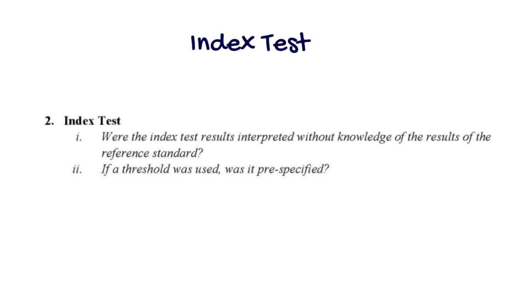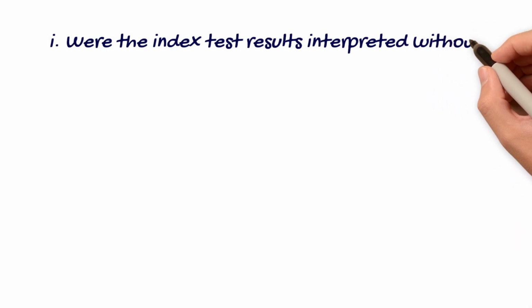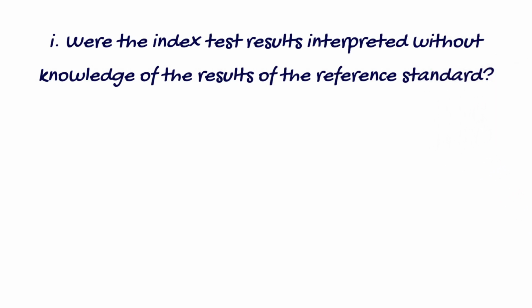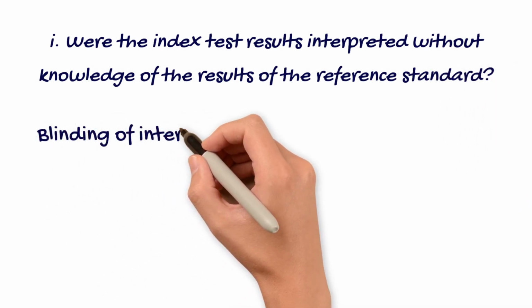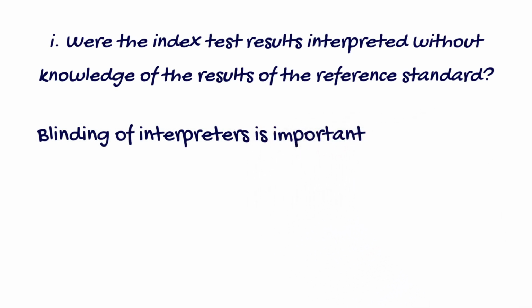Question 1. Were the index test results interpreted without knowledge of the results of the reference standard? Blinding or masking of the interpreters is important to avoid bias in a diagnostic study. When interpreters of the results know the reference standard results, they can affect how they interpret the test. This can make the test accuracy seem better or worse than it actually is. By blinding the interpreters, we make sure their judgments are fair and not influenced by what they know about the reference standard results.